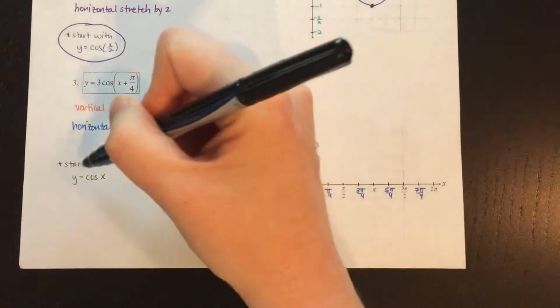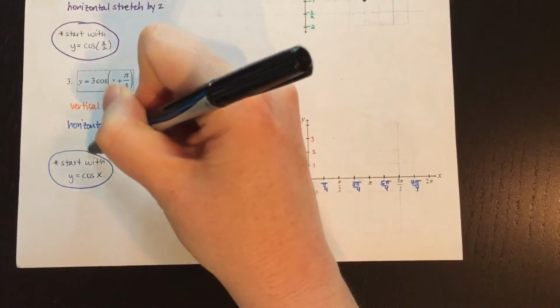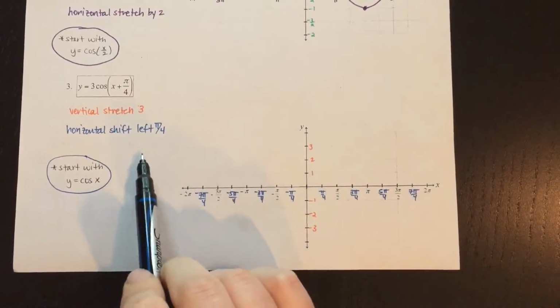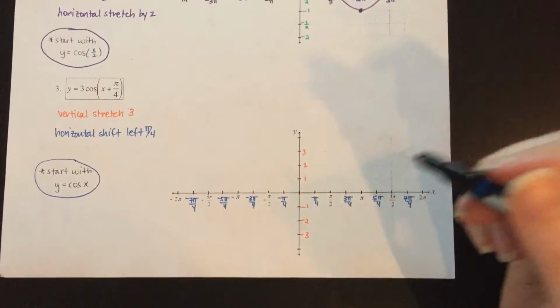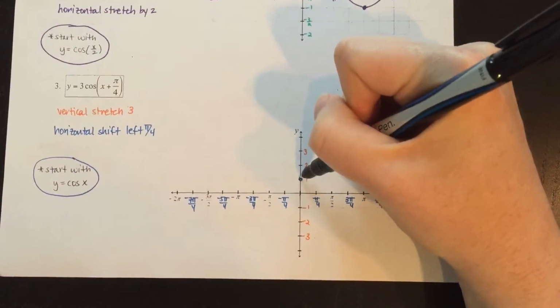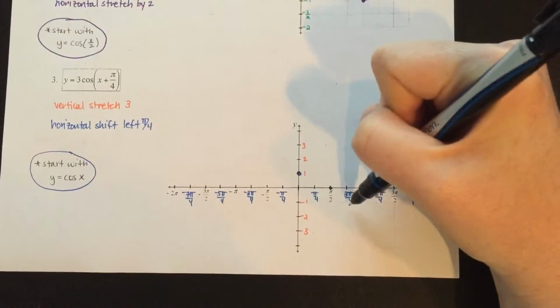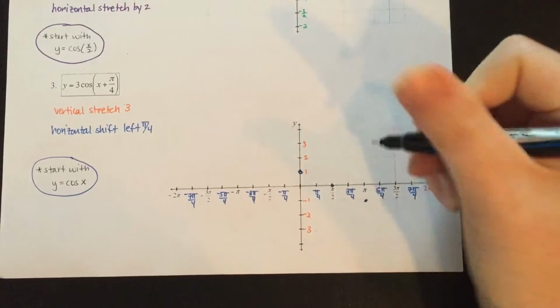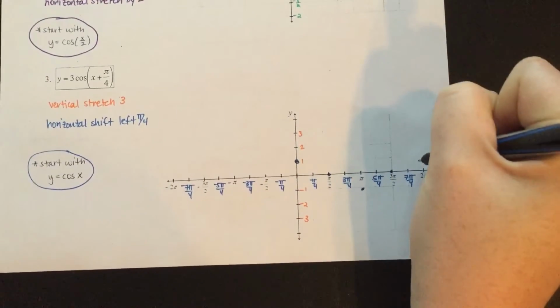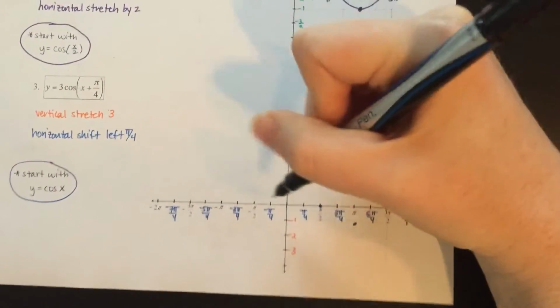So I'm actually going to start with my good old parent, my basic cosine x, because I want to show both a shift and a stretch. So let's start with cosine. 1, 0, negative 1, 0, and 1.